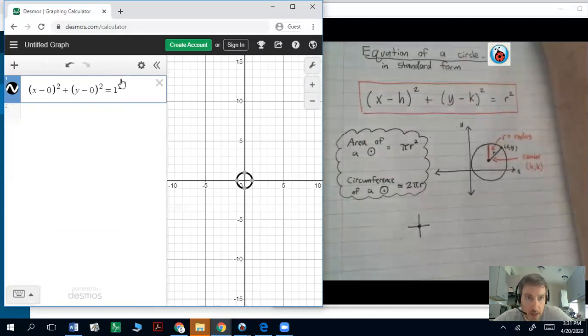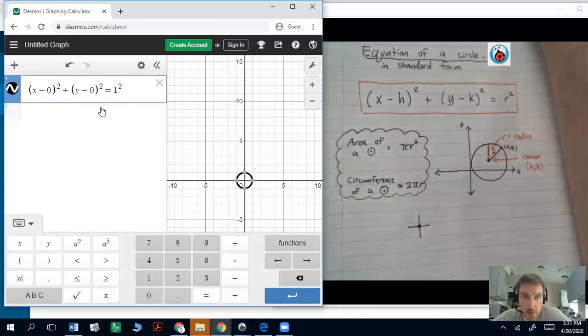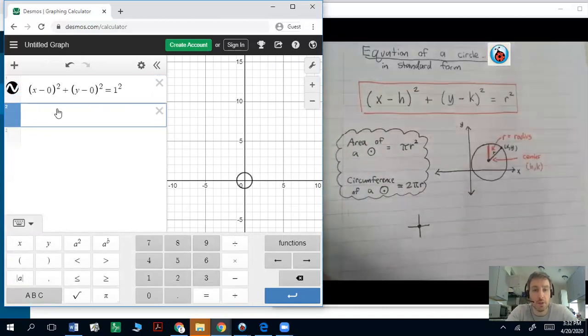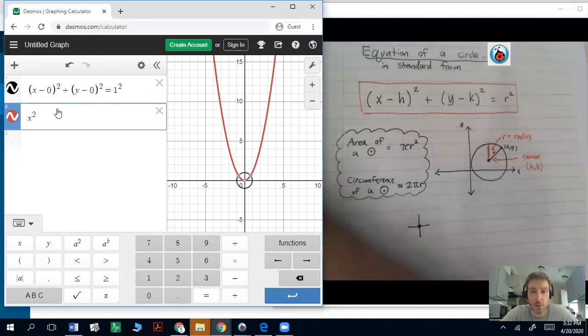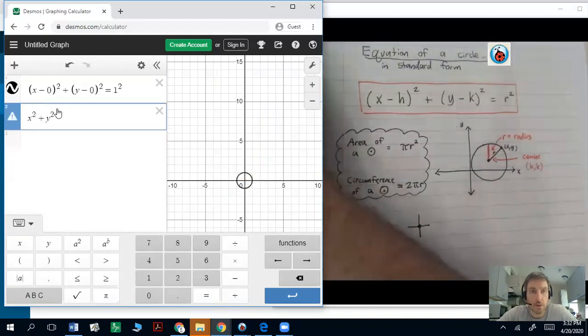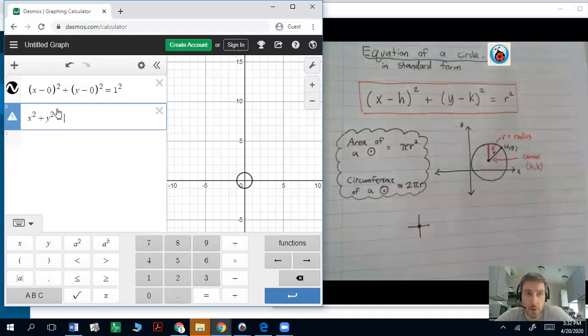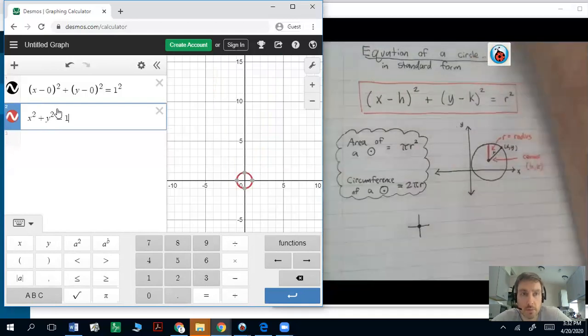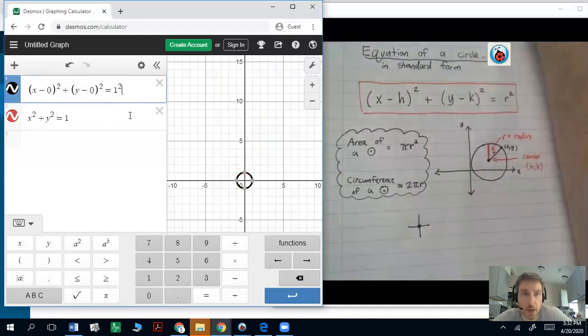Now let me zoom that out so you can see all the components. 0, 0. Would I need those zeros if it was just the origin? Well, not really, because x minus 0 is x squared. And what is 1 squared? It's 1. So you see, that's really the same thing, okay?